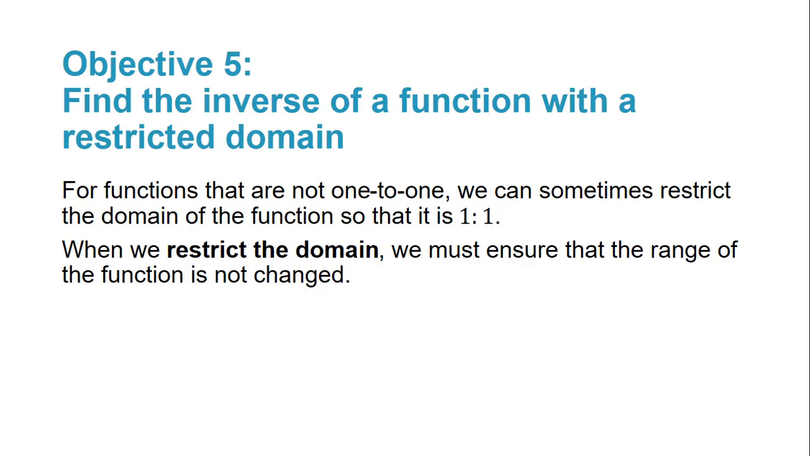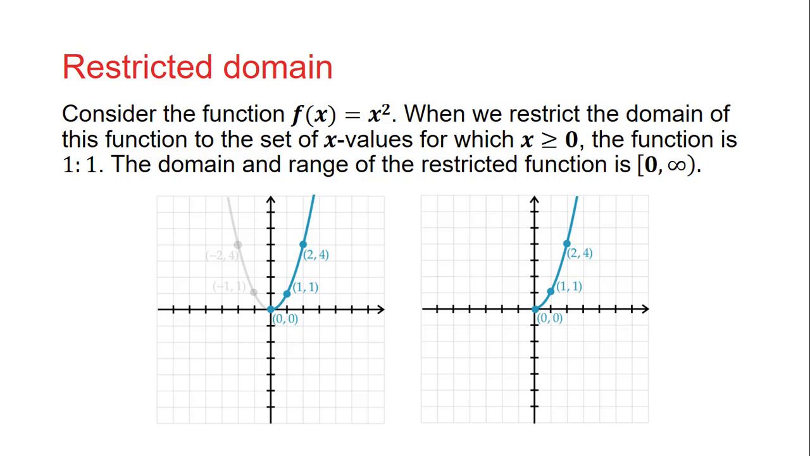In the last objective of this section, we're going to look at finding the inverse of a function with a restricted domain. We saw already that some functions are not one-to-one, but we can sometimes restrict the domain of the function so that it is one-to-one. And when we do the restriction, we have to make sure that the range of the function is not changed at all. So for instance, let's consider the graph of y equals x squared.